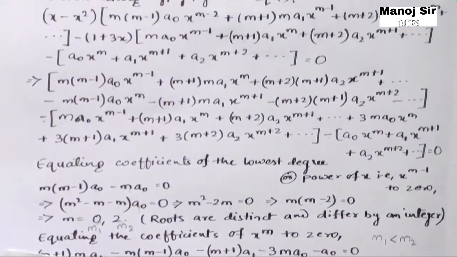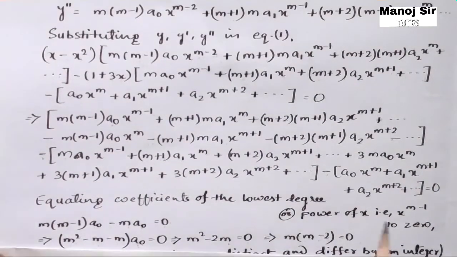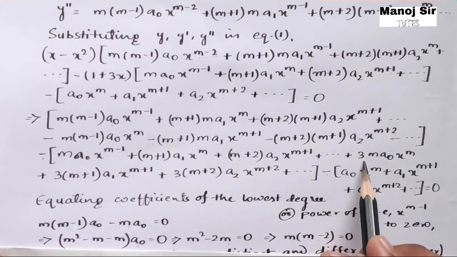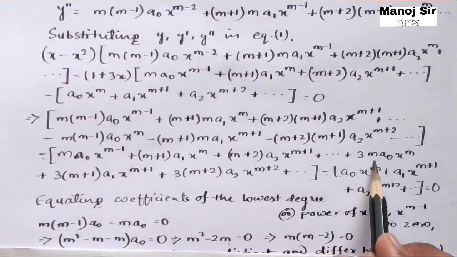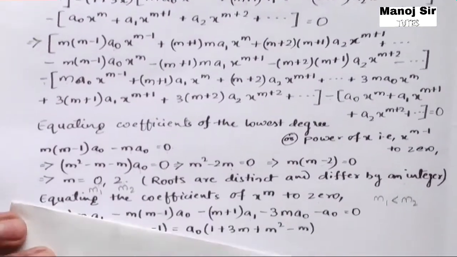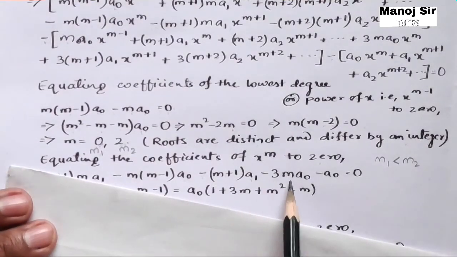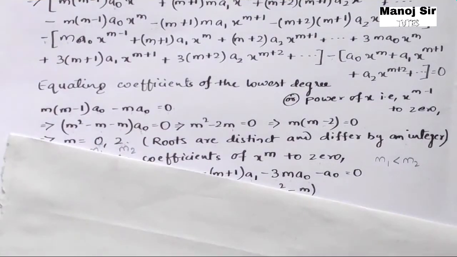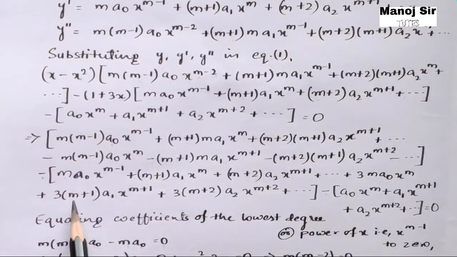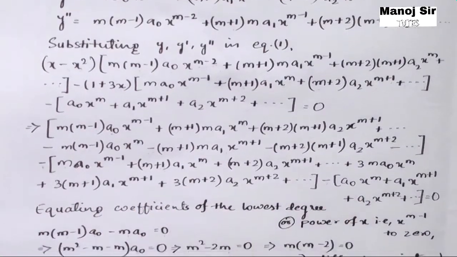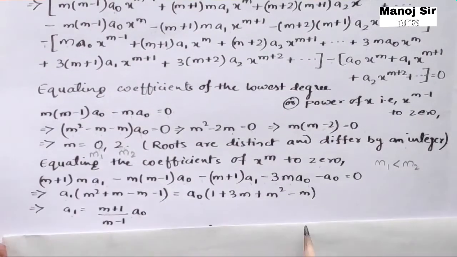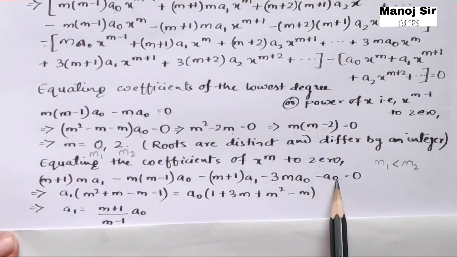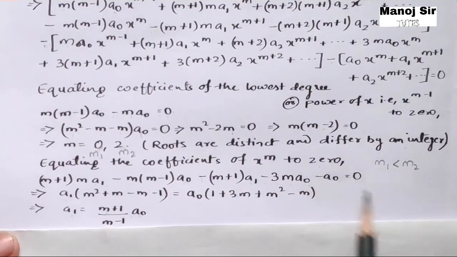Now the search is not over yet. Here we have minus of 3 times m into a naught. Again, if you search the coefficient of x to the power n, here we have minus of a naught. So we can say minus of a naught equal to 0, because it is equated to 0.